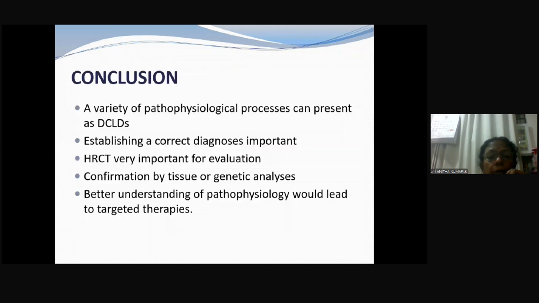Next one. So to conclude, a variety of pathophysiological processes can present as diffuse cystic lung diseases, and establishing a correct diagnosis is very important, because in some of these conditions, at least, we may be using medications which can cause side effects. HRCT is a very important evaluation tool, and confirmation is done by tissue or genetic analysis. A better understanding of the pathophysiology would definitely lead to the development of targeted therapies which can improve the quality of life of these patients. Thank you.